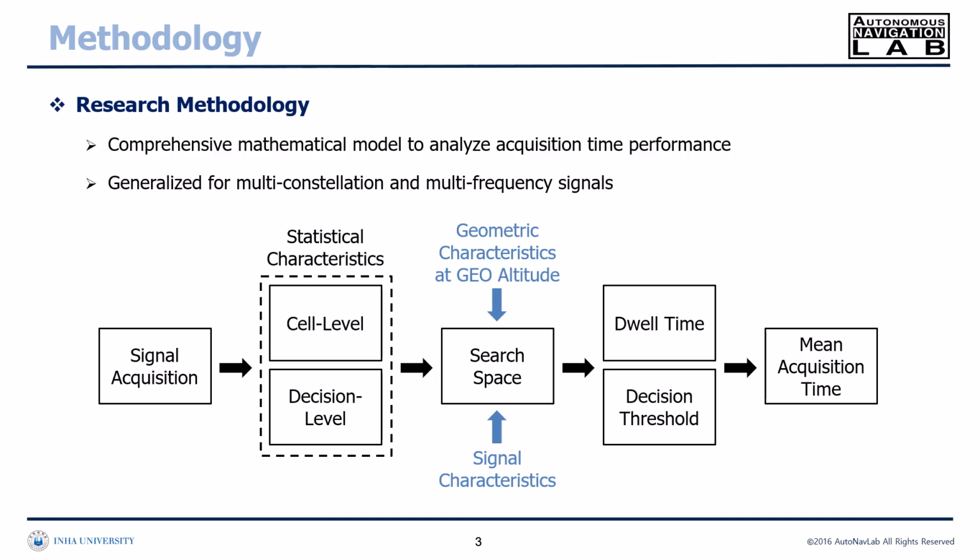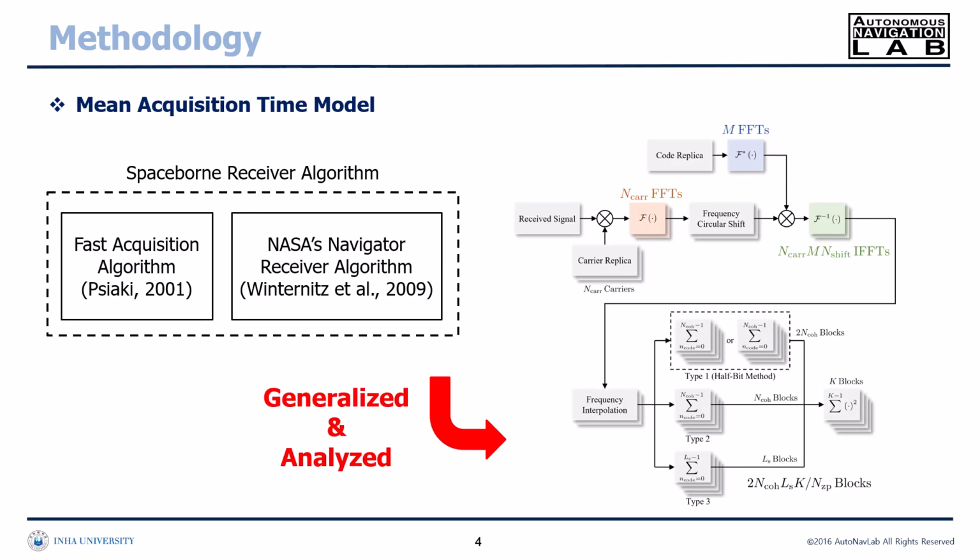properties of navigation signals. The mean acquisition time model is developed based on an algorithm implemented in an actual spaceborne receiver. Specifically, the fast acquisition algorithm used for GPS L1CA in NASA's Navigator receiver is generalized to support multi-constellation and multi-frequency signals. A detailed analysis is conducted on this algorithm in terms of computational load on the processor.